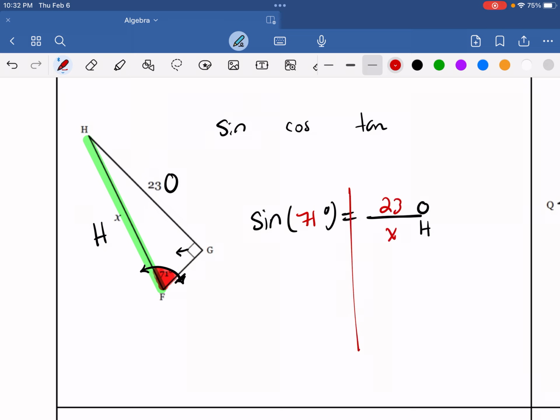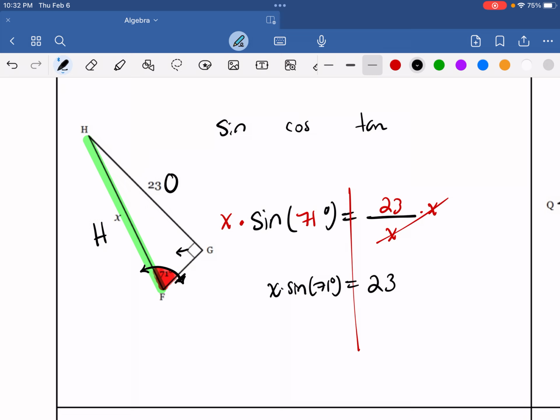Okay, how to get X by itself? X is on the right side of the equal sign over here. It says 23 divided by X. That's how you read it. So the opposite of dividing is to multiply by X. And then you multiply by X because you do the same thing to both sides. Last step is now, well, what do we have left? We have X times sine of 71 degrees is equal to 23.